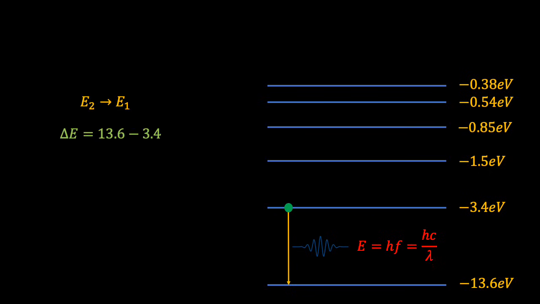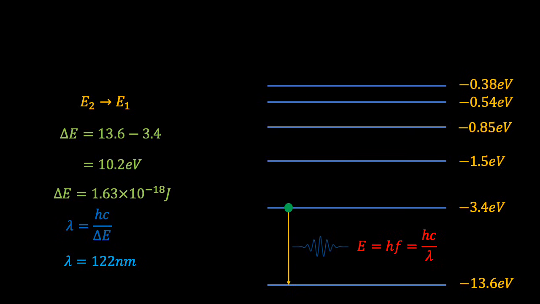If we put in the numbers, we see that the energy difference is equal to 13.6 minus 3.4, which is 10.2 electron volts. And if we convert this into joules, we find that the energy difference is 1.63 times 10 to the minus 18 joules. So this is going to be the energy of the emitted photon. We can work out the wavelength of the emitted photon by using the equation lambda equals hc over delta E, and we find that the wavelength turns out to be 122 nanometers.